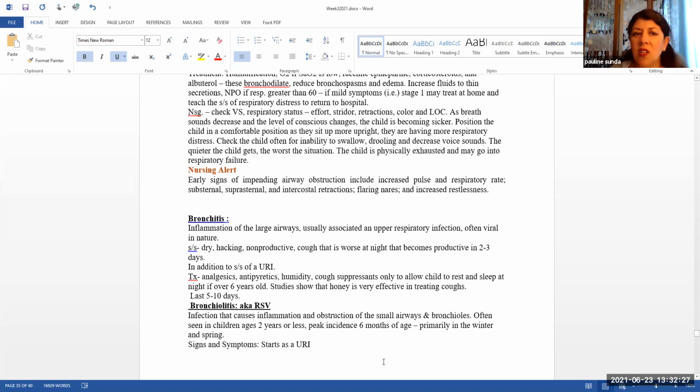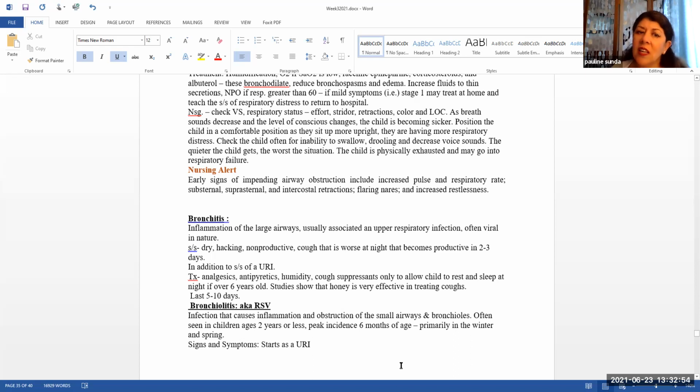You want to position the child in a comfortable position. So note that as they're sitting more upright, they're having more respiratory difficulty. You want to check the child often for inability to swallow, drooling, and decreased voice sounds. The quieter the child gets, the worse the situation. The child is becoming physically exhausted, and they may actually go into respiratory failure.